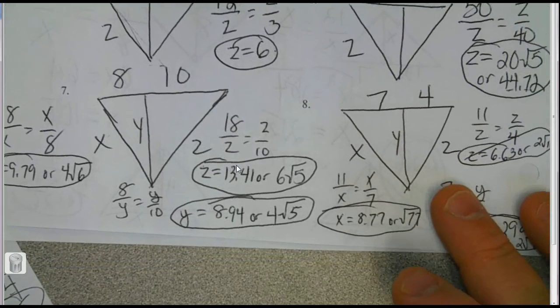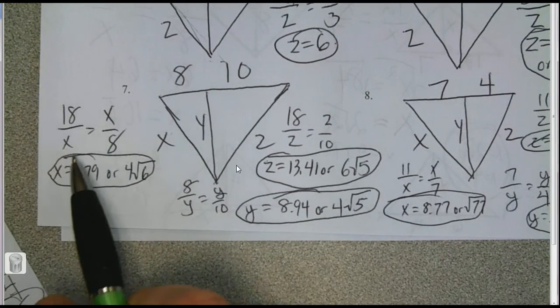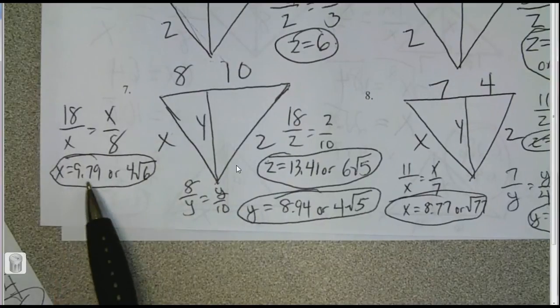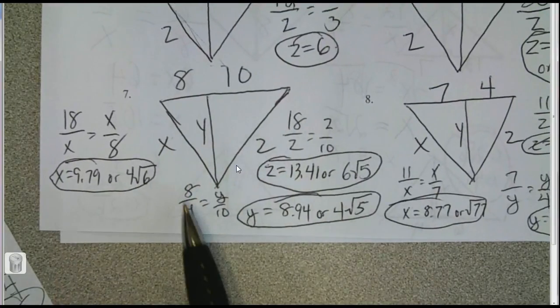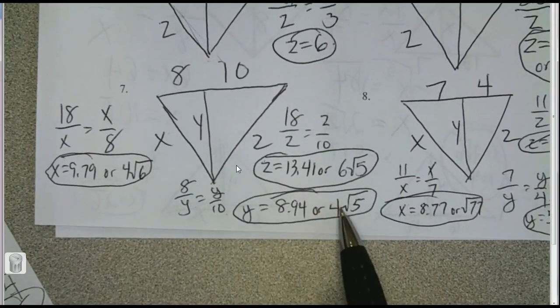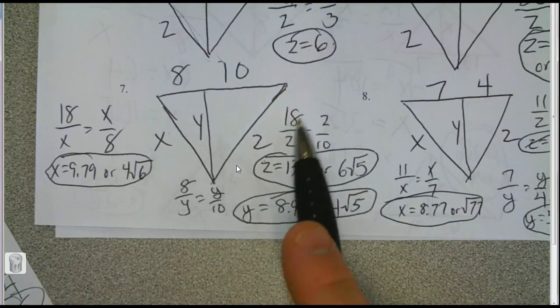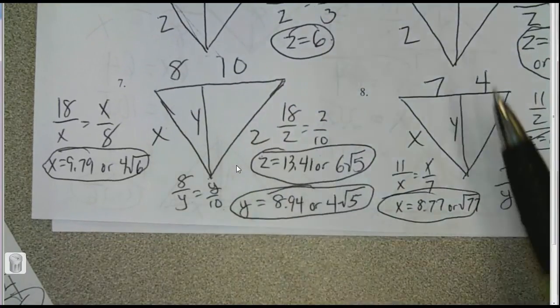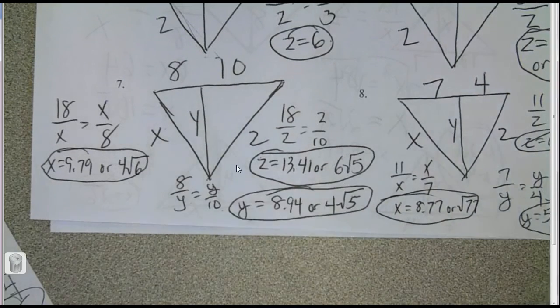Okay, so here's the 3 answers for 7. For X, I did 18 over X, X over 8. I got 9.79, or 4 times the square root of 6. For Y, I did 8 over Y, Y over 10. I got 8.94, or 4 times the square root of 5. And for Z, I got 18 over Z and Z over 10. And that gave me 13.41, or 6 times the square root of 5.